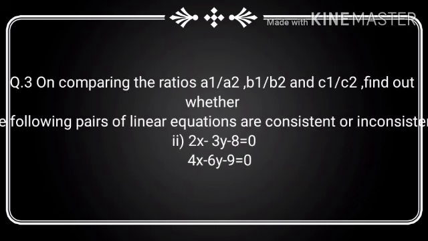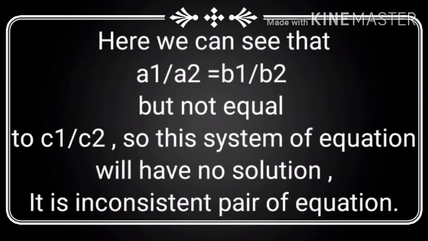So once again, in question number 3, on comparing the ratios a1 by a2, b1 by b2 and c1 by c2, find out whether the following pair of linear equations is consistent or inconsistent. The equations are 2x minus 3y minus 8 equal to 0 and 4x minus 6y minus 9 equal to 0. Here a1 by a2 is equal to b1 by b2 but not equal to c1 by c2. So this system of equations will have no solution. It is an inconsistent pair of equations.